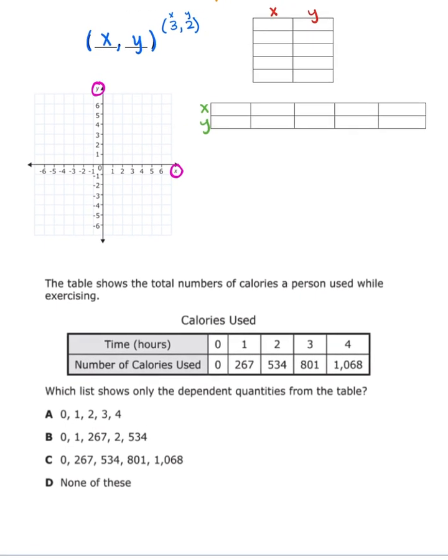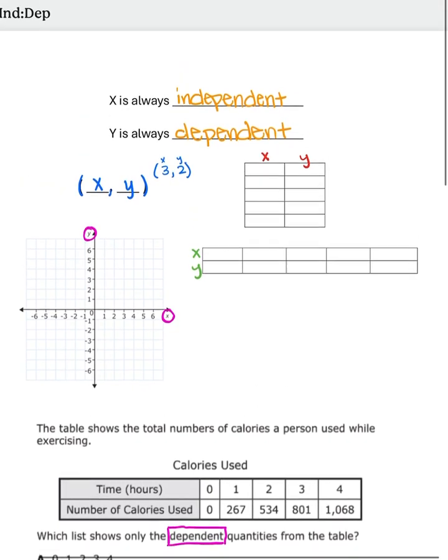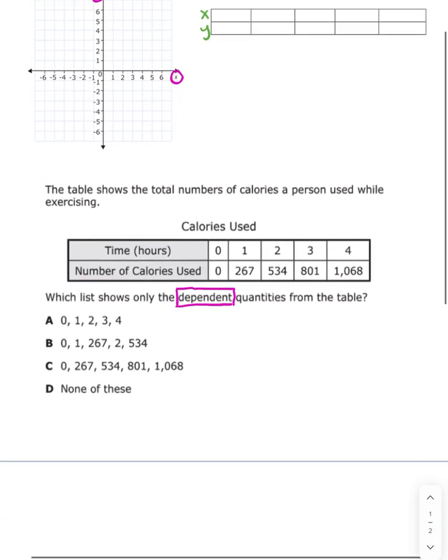So down here at the bottom, it says the table shows the total number of calories a person used while exercising. Which list shows only the dependent quantities from the table? So our key word there is dependent. So we need to know that dependent, we go back up to the top, dependent is Y. So I'm going to go ahead and write that. Now I need to look at the problem that they gave me.